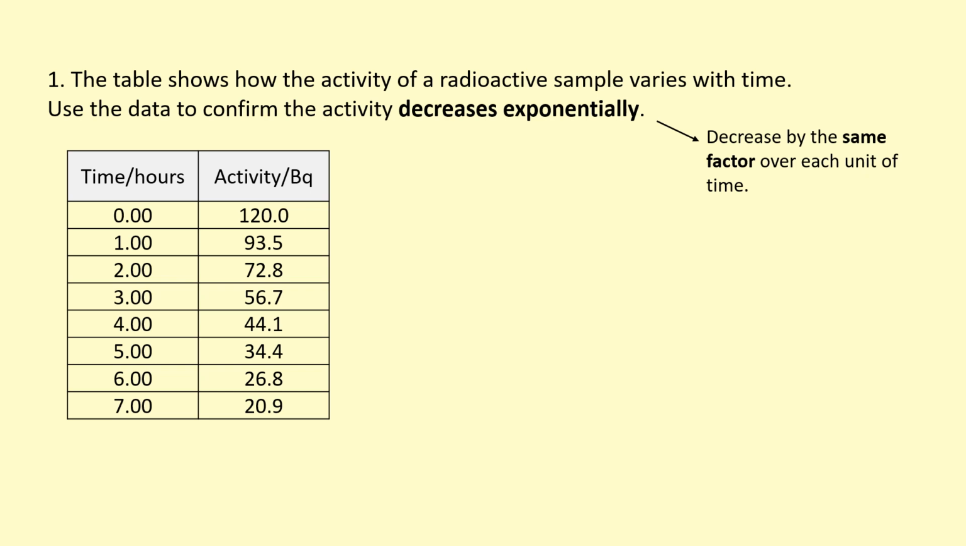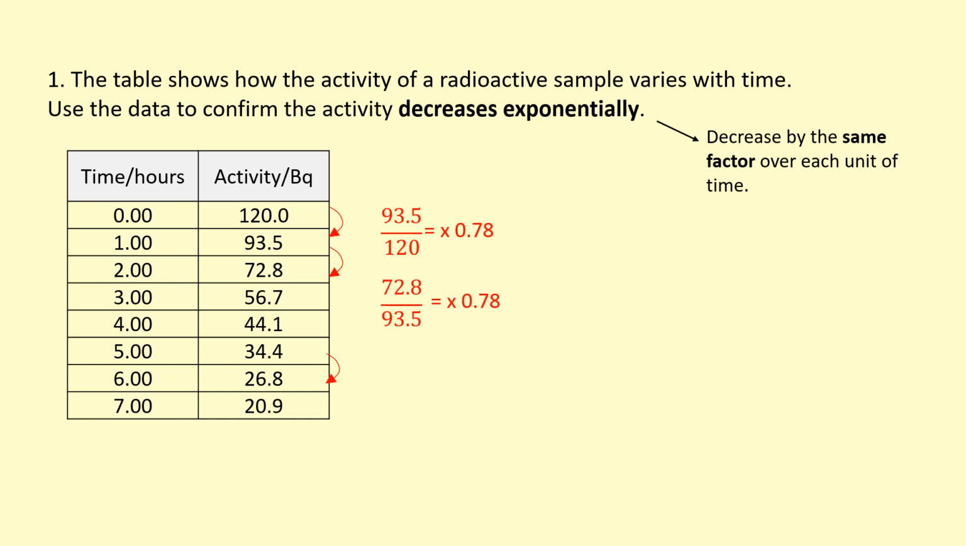For example, let's say here we take 1 hour. The factor of decrease here is 93.5 over 120, which is basically 0.78. If I take another hour, and it doesn't have to be the next one, but any other hour, the decreasing factor here is 72.8 over 93.5. So that's again the same factor, and you can do it again.